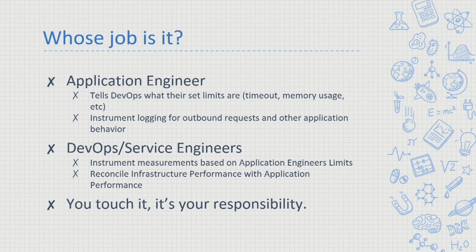So whose job is it to make sure all of these things get monitored? Well, the application engineer needs to tell DevOps what these limits are so they know when things are down and when things are just idle. DevOps needs to know what these limits are so that they can reconcile the infrastructure performance with the application performance. Basically, if you touch it, it's your responsibility.